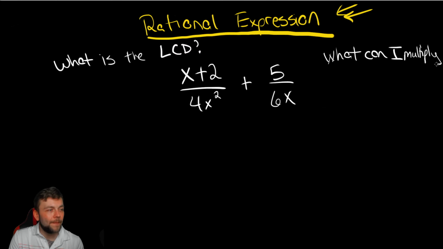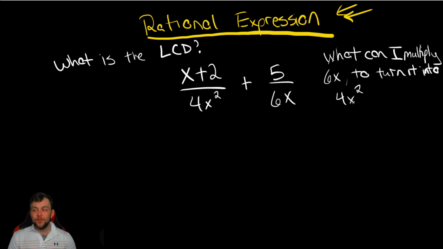Multiply 6x by something to turn it into 4x squared, okay? So we must multiply 6x by something to turn it into a 4x squared. Well, we can't turn a 6 into a 4, right? That's where things can get a little bit weird. But we can turn this x into an x squared very easily. And the way that we do that is we multiply it by x, right?